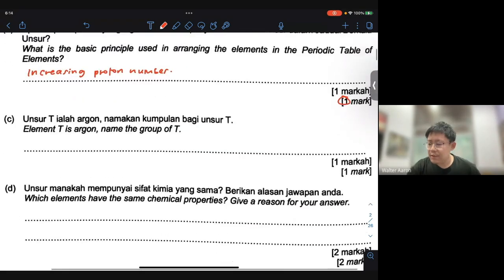And then we have element T is argon, name the group of T. So group T can normally be given the name of noble gas. All right, noble gases, or sometimes we call them inert gases. That represents the last group of the periodic table.